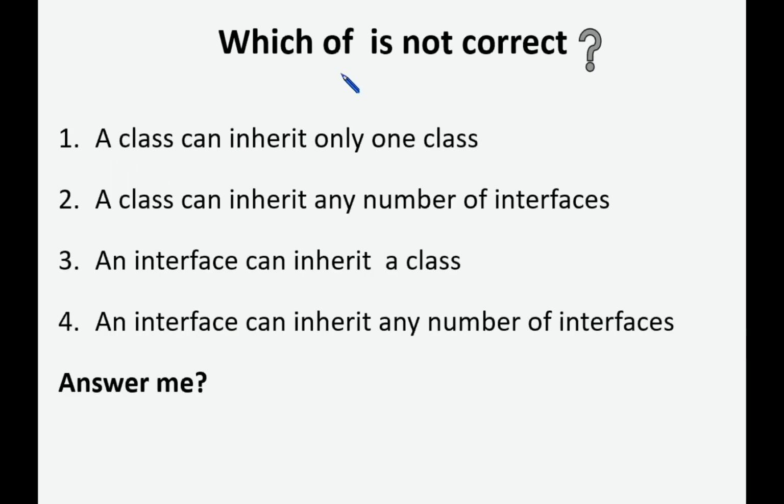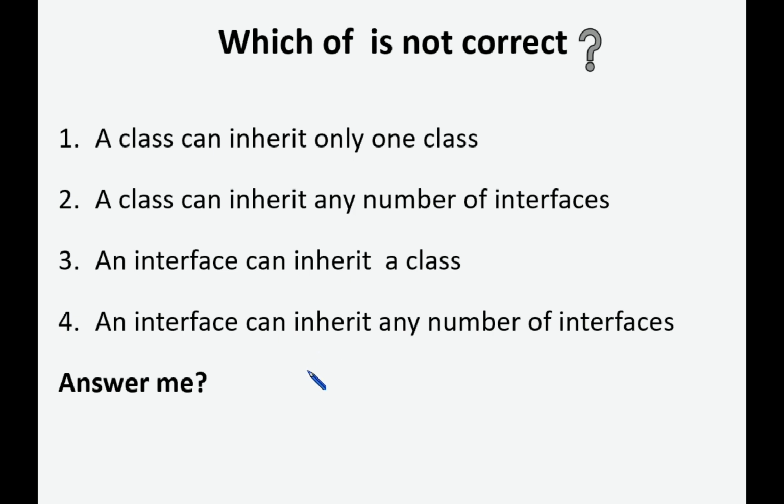Which of these is not correct? Here there are 4 statements. Which one is invalid here? The first option: a class can inherit only one class, by using the keyword extends. Option 2: a class can inherit any number of interfaces, yes, by using the keyword implements. What is the third option? An interface can inherit a class. The fourth option: an interface can inherit any number of other interfaces. Which is invalid here?